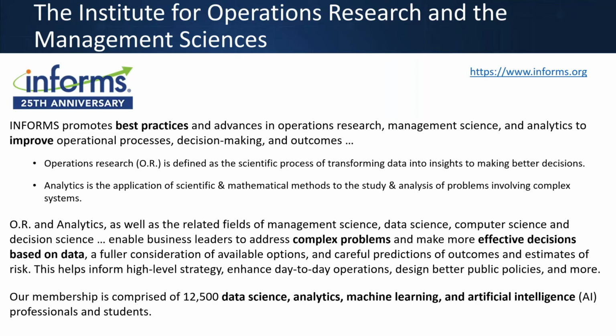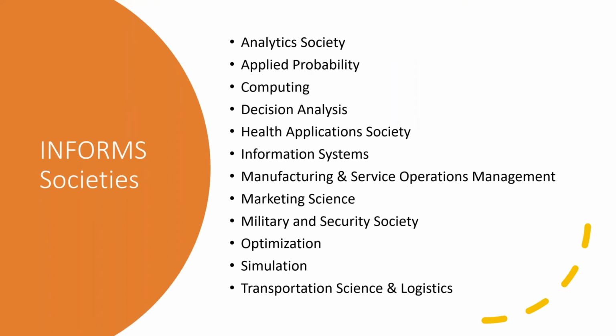Informs is not quite as large as the previous association that I discussed. It's at 12,500 members, but these members consist of data scientists, analytical professionals, machine learning, artificial intelligence. Again, all disciplines that I believe fall within the scope of what ISEA is trying to accomplish. To dive a little bit deeper, these are the various societies that Informs offers, and looking at this list quickly, we can see some places that are closely aligned with ISEA: applied probability, computing, decision analysis, information systems, optimization, and simulation. So Informs is really composed of the kind of people that ISEA could really benefit from.